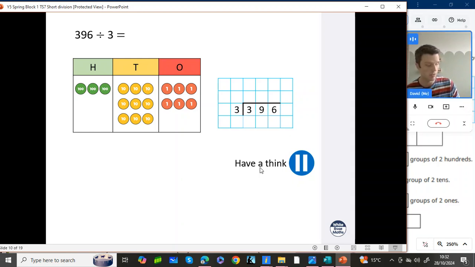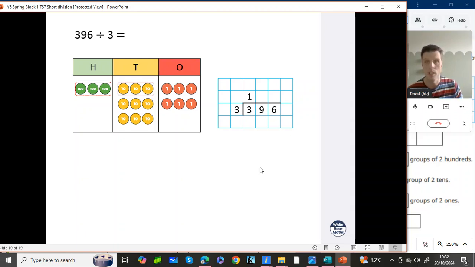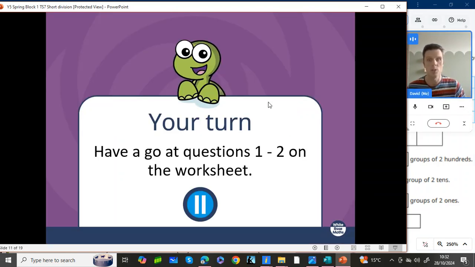Okay, so let's have a look. Unlike all the other operations, with division we still work left to right, unlike right to left. So we start with the hundreds here. There's only one group of 3 here, so we write a number 1 on the top. There are 3 groups in the tens, so we write a 3 on the top. And there are 2 groups of 3 in the 6, so we write a 2. Okay, so I'd like you to have a go at questions 1 and 2 on the worksheet.